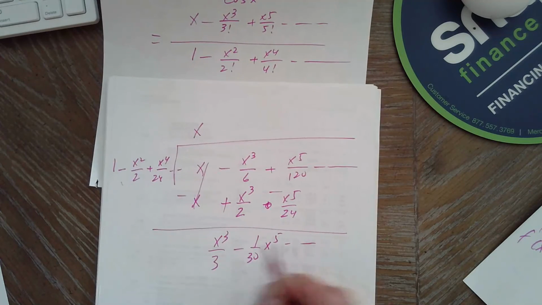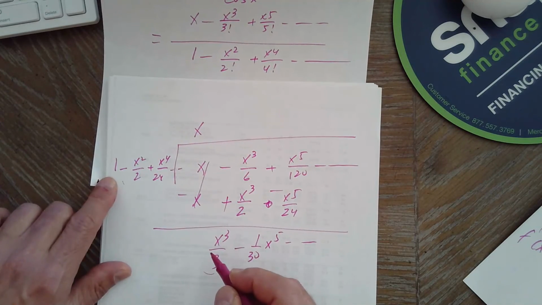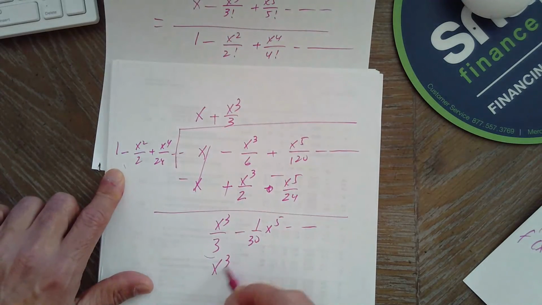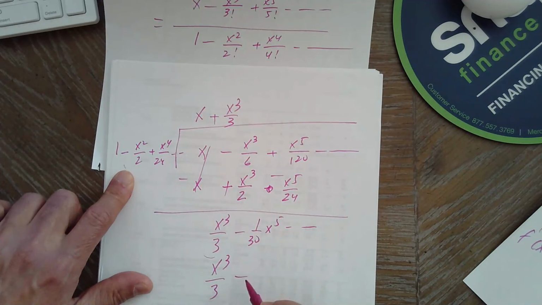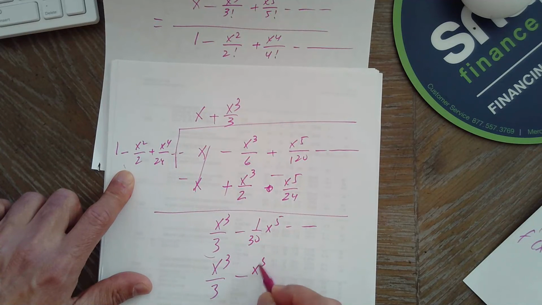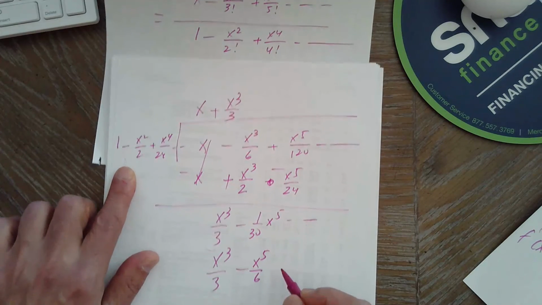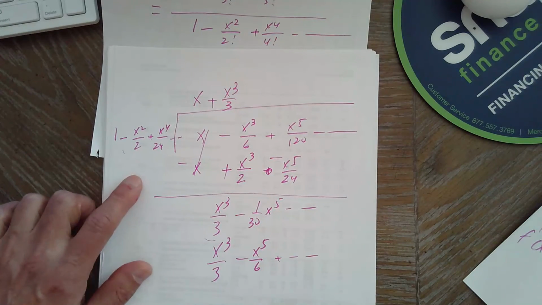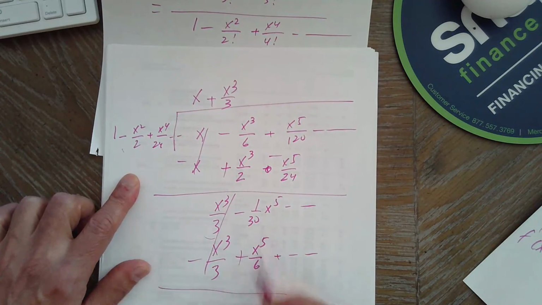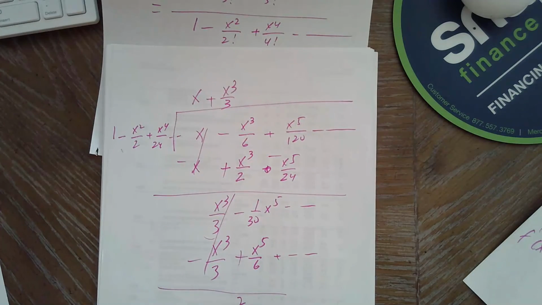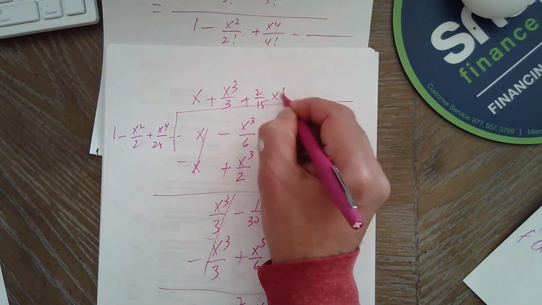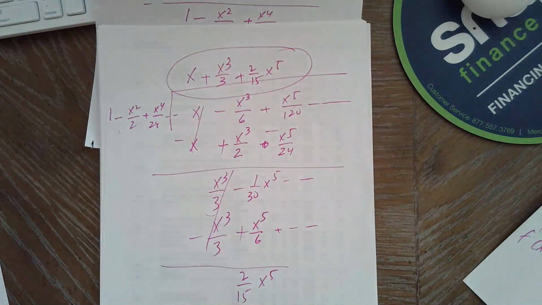Do that again, x cubed over 3 divided by 1 is x cubed over 3 times 1. X cubed over 3, that's negative x5 over 6. And minus plus, so you get 2 over 15 x to the 5, 2 over 15, and you don't need to do any more. This is the answer.